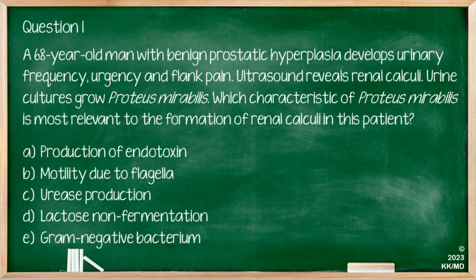mirabilis making struvite renal calculi is its ability to produce urease. Therefore, option C is the correct option.